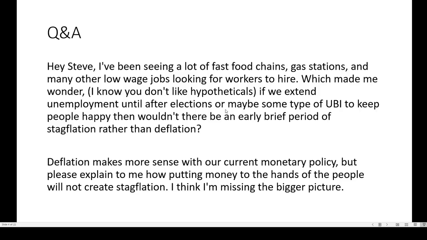So if we extend unemployment until after the elections, or maybe some type of universal basic income to keep people happy, then wouldn't there be an early brief period of stagflation? Stagflation is rising interest rates and rising consumer prices rather than deflation. Well, here's the problem with that. You'd have to have demand. What we see in the factory sector right now is monster amounts of slack. We have huge inventory levels. We have huge slack in the factory, so we'd have to have so much demand that we chewed through all that slack. I don't think so. And we'd have to see a lot of lending demand. If you're on UBI, let's just say you're on universal basic income or extended unemployment benefits, you still can't get a loan.